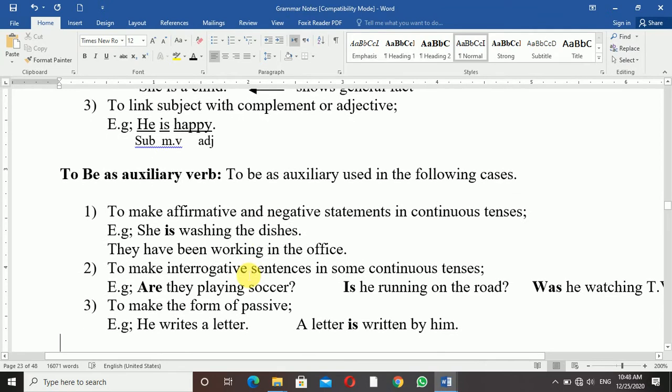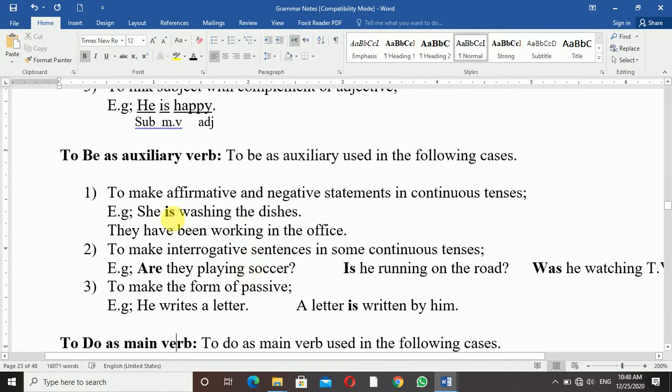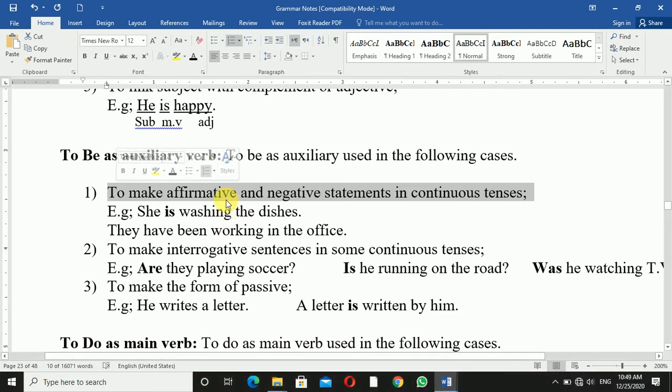Now we use the to be verb as an auxiliary verb. To be as an auxiliary is used in the following cases. To be as an auxiliary verb: there it was the main verb, remember, earlier we studied the main verb and here we study the auxiliary verb. Where do we use it as an auxiliary verb? To make affirmative and negative statements in continuous tense. In continuous tenses we use to be verbs to make affirmative, negative, and also interrogative sentences.